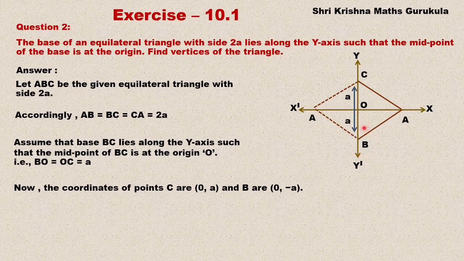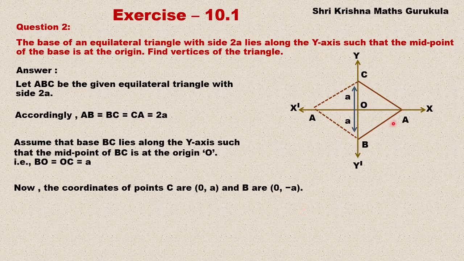So this will be to the negative side of the y-axis. That's why the coordinate will be 0 comma minus a. The distance is the same but the direction is opposite. So this is plus a and this will be minus a. We have found two vertices of the triangle now, that is B and C are known to us.